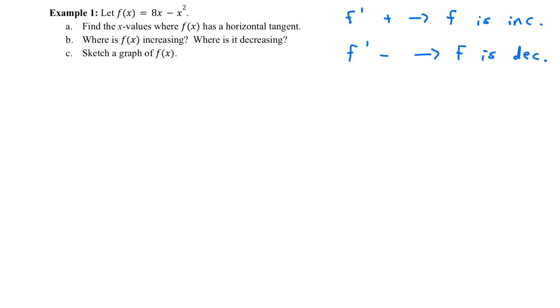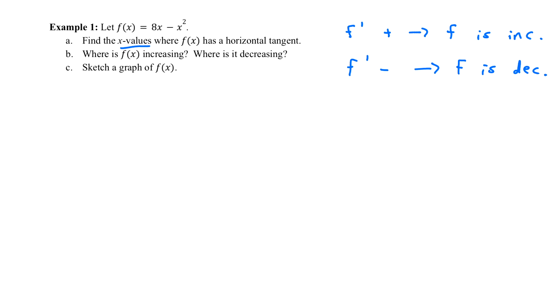We're going to start off by finding the x values where f of x has a horizontal tangent line. So just to very quickly recall, when we're thinking about a tangent line, we're talking about f prime, so we're thinking about the derivative. And when we have a horizontal line, I know that the slope of that is 0. So I'm going to take the first derivative and set it equal to 0.